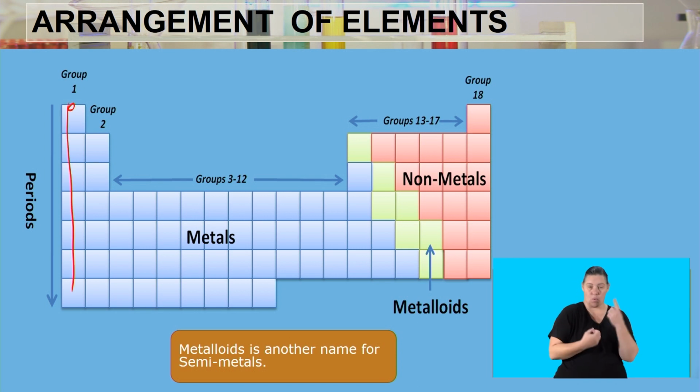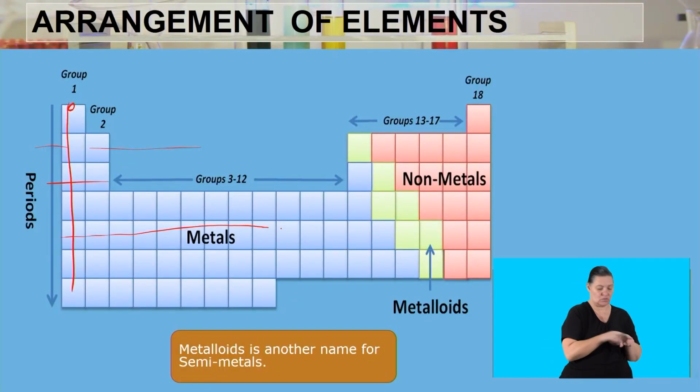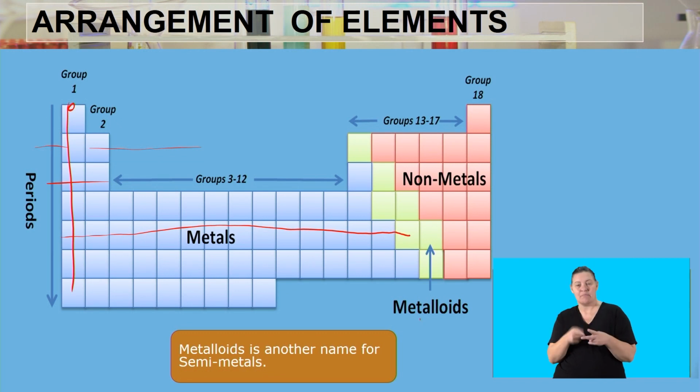You have group 1 all the way to group 18 from the left-hand side to the right-hand side. Then we have periods which are going across horizontally. We have period 1, period 2, 3, all the way down to period number 7. As we have said, as you're moving across the periods, their properties change. We are starting from the metals, going to the metalloids, and remember, they can also be referred to as semi-metals, and from the metalloids all the way to the non-metals.